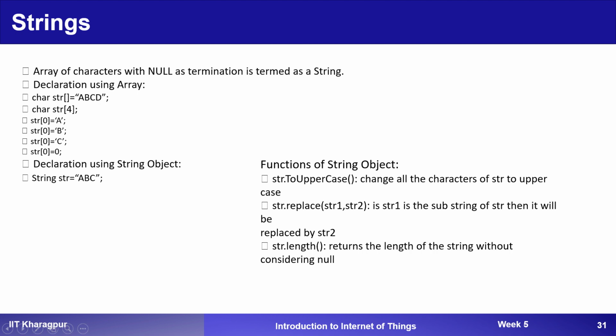Now the functions of the string object. The first function that we can use is toUpperCase. This function is helpful for changing all the characters of the string to uppercase. Second is replace(str1, str2). This function is going to replace your string1 with your string2. Third is length. This function will return the length of your string without considering the null value. So if we pass the string ABCD, then it will give 4 as the length, not 5.